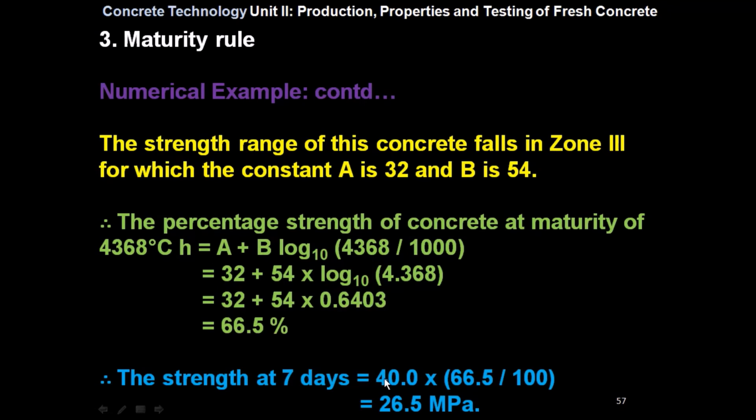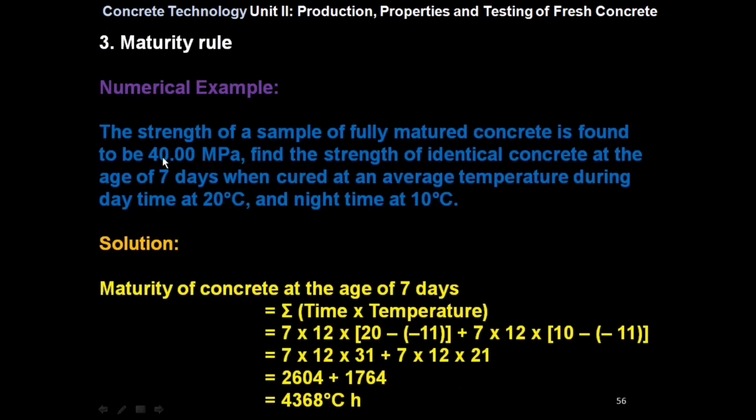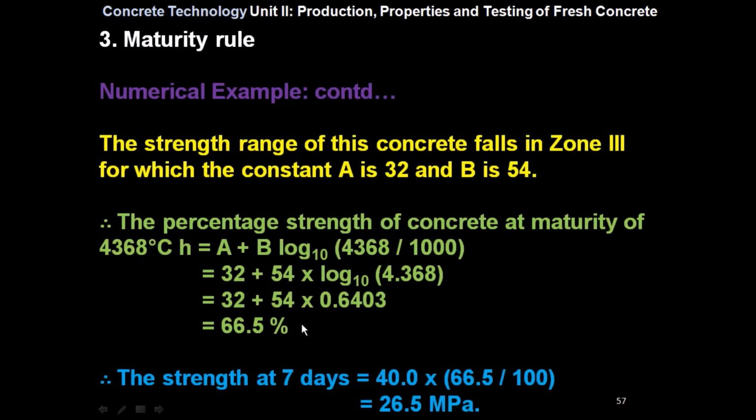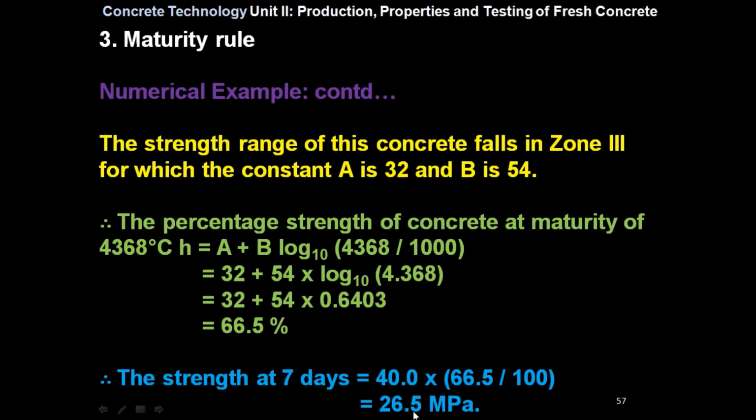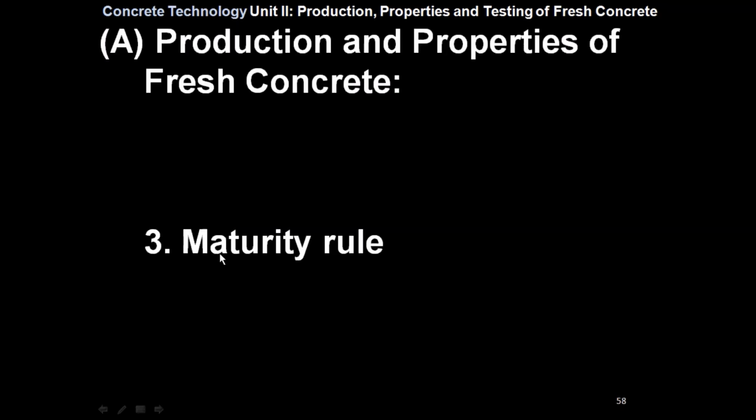So therefore the strength at 7 days is equal to 40, which is the strength at 28 days, multiplied by 66.5 upon 100, because this is a percentage. So the value is coming to 26.5 megapascal. Whatever the strength is, 40 megapascal at 28 days, at the age of 7 days it will be 26.5 megapascal. So we have seen the maturity rule.